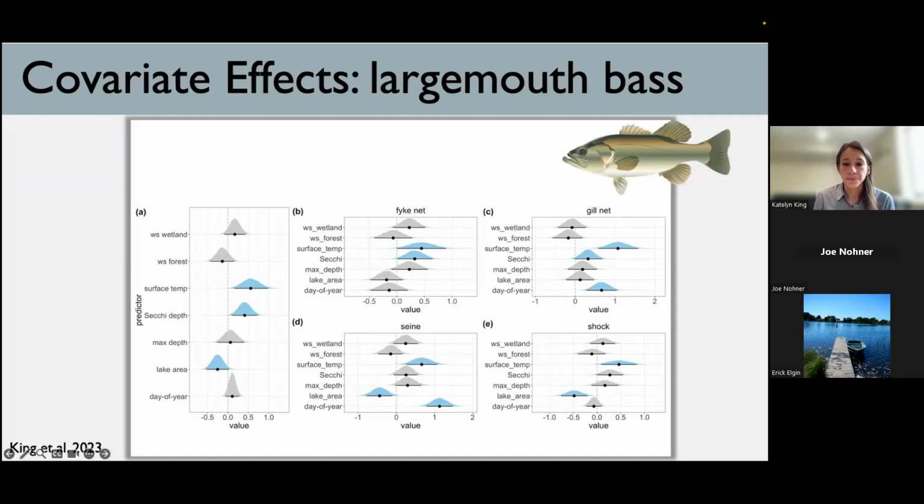So it's really interesting, I think, to be able to see those differences across gear types, but also see a lot of similarities. And most importantly, surface temperature has that positive effect no matter what gear type you are looking at. So that's consistent across all the gears.